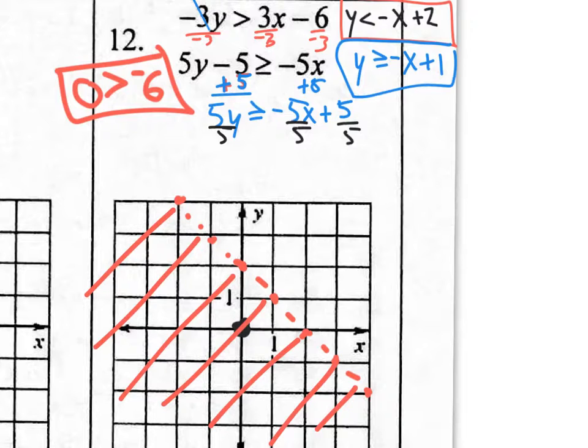Let's do the blue one. The blue one crosses at 1 right here. And from that point, I go down 1 over 1, down 1 over 1, and continue that pattern. And going backwards. And this is a solid line.